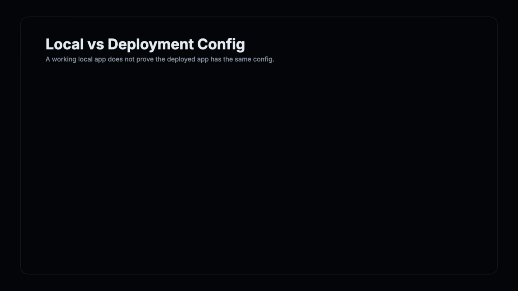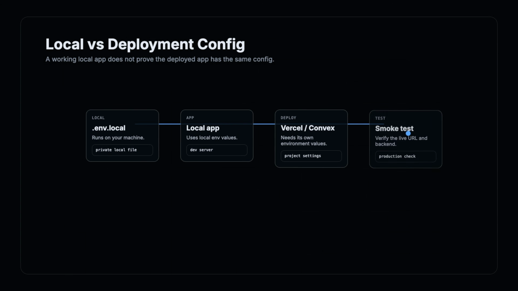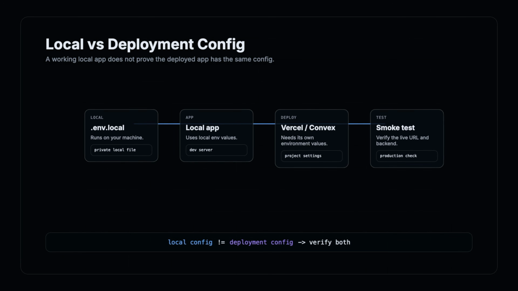The other important thing is that local config and deployment config are not the same thing. A local .env file helps the app run on my machine, but Vercel does not automatically copy that file into production. For a deployed app, the required variables need to exist in the deployment environment too.